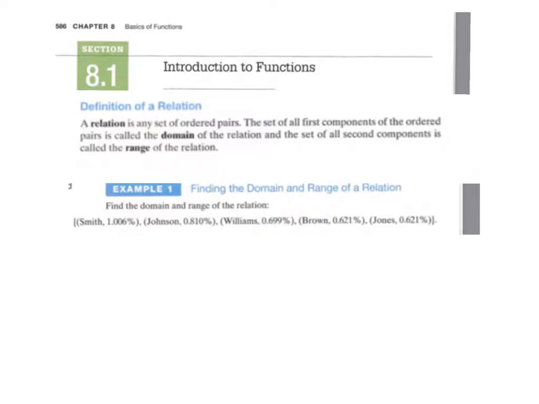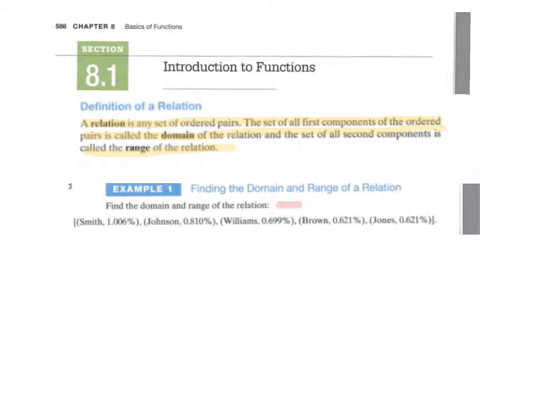What we're going to do today is functions, and we're going to start with the very basic part, functions, and that is just a relationship. So I'm gonna highlight. We have a relation which is a set of ordered pairs, and in that ordered pair, the first one is called the domain, and the second component is called the range. So the first thing we want to do is look at what's the domain and range of a certain relation.